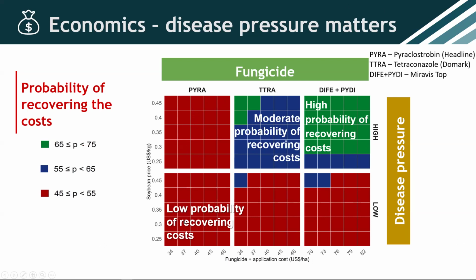No matter your disease pressure, you have a low probability of recovering your costs. And really across the board, when you have low disease, you have a low probability of recovering your costs. So again, as soybeans reach those reproductive growth stages, they start to bloom is when you want to start scouting them to see if you actually have any disease out there that would warrant a fungicide application.